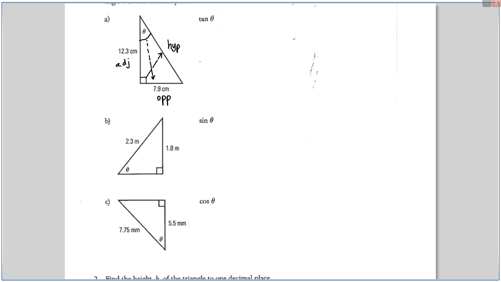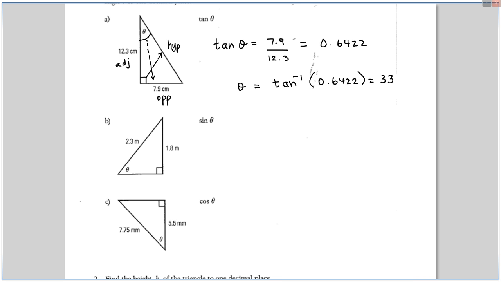Alright. So tan theta will be equal to opposite divided by adjacent. So tan theta in this case will be 0.6422. To get theta, you have to do second function tan of that ratio. And you end up with like 32.7, so I'm going to round it up to 33. Okay. 4 decimals for the ratio, and I'm happy with no decimals for the angle.